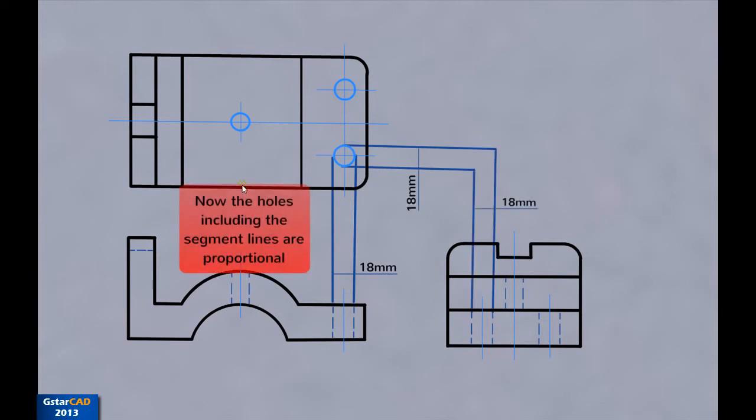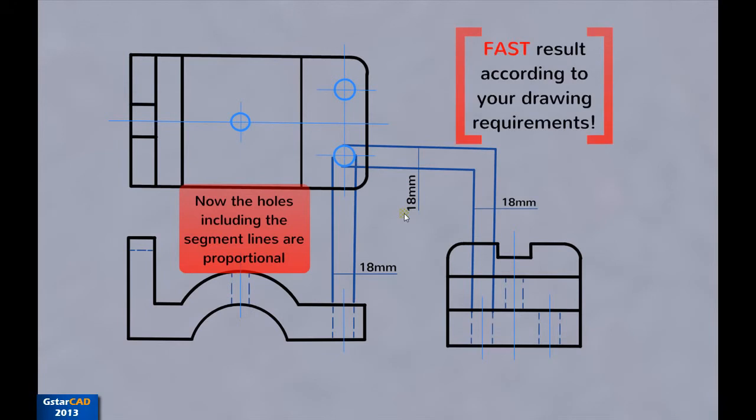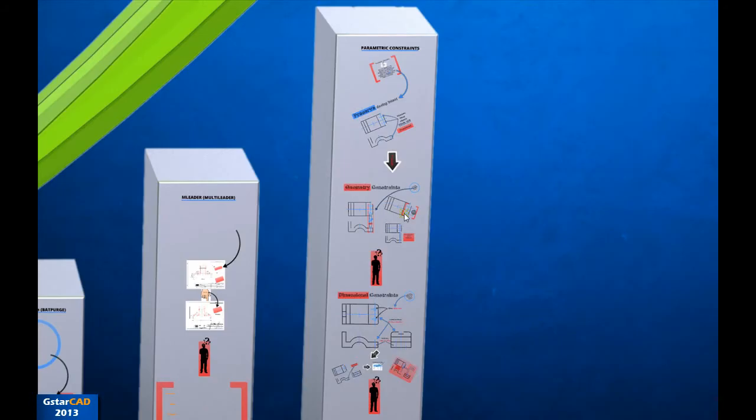As you can see now, the holes, including the segment lines, are proportional. All have the same size. For example, 18 millimeters. So you can see now, by applying the parametric constraints, you can get fast results according to your drawing requirements. Okay, this is the first productive function. Let's see the next one.